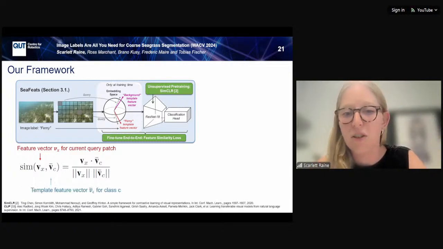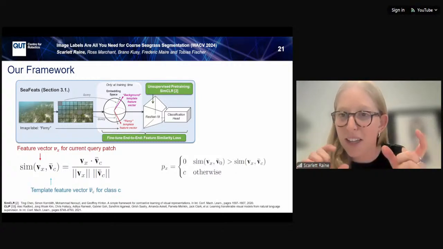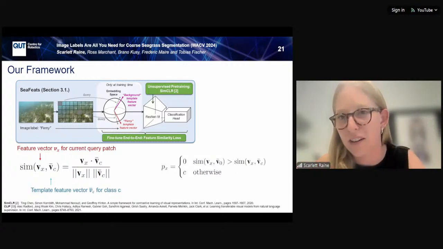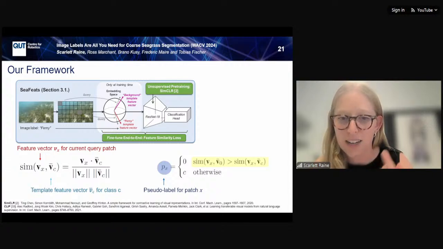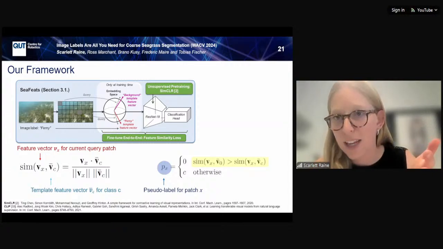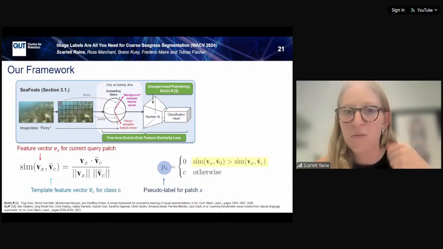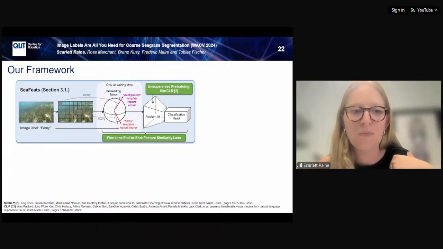And we can say, if they're closer for one class than the other class, then we can pseudo-label based on that cosine similarity. And that basically gives us a pseudo-label that we can then use for training end-to-end. And the nice thing about this is that we can update these templates during training as well. So as the model learns more about each species, we can update those template feature vectors there too.